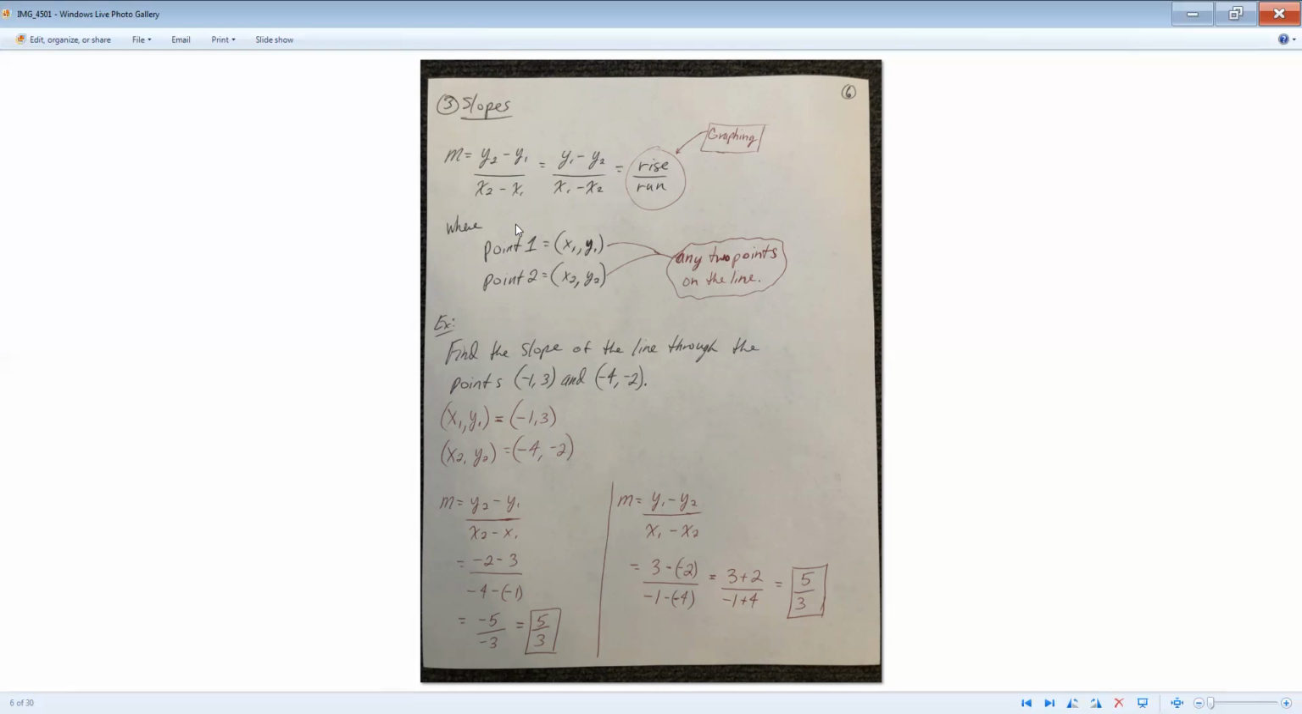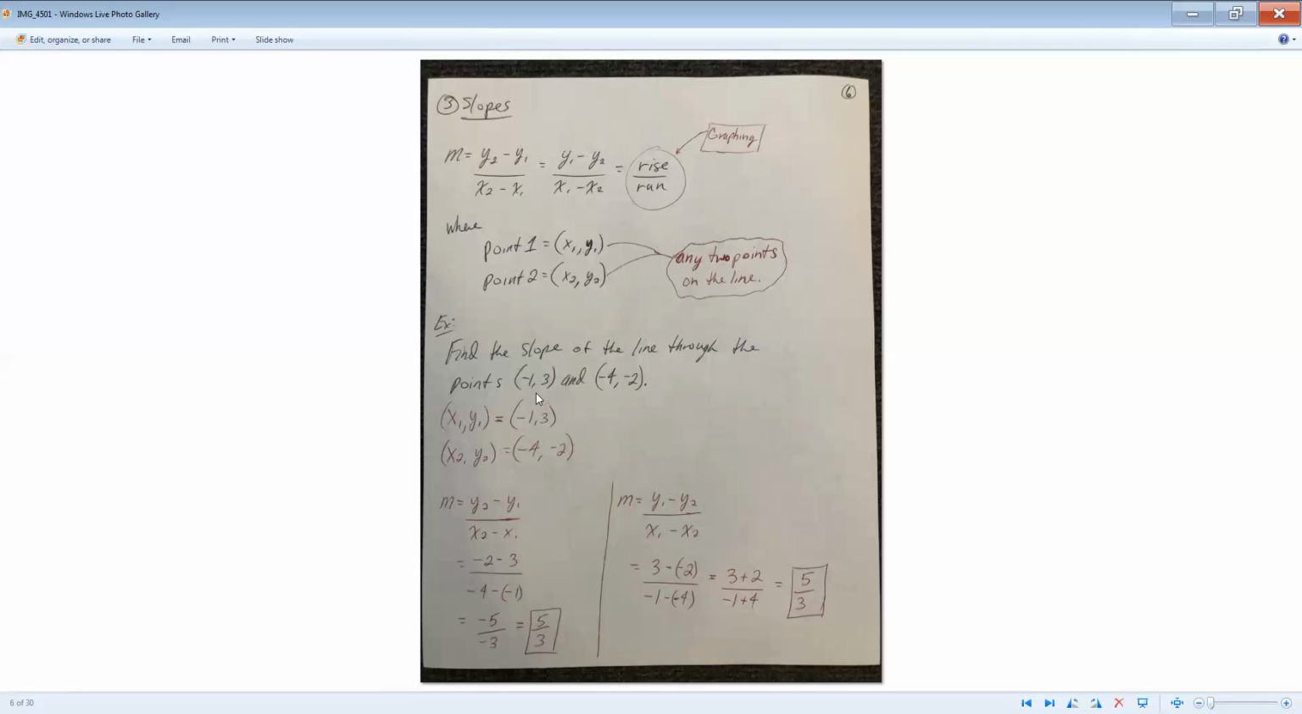And that x1, y1, x2, y2 comes from your point 1 and point 2. They represent any point on your line. So point 1 will be considered x1, y1. Point 2 will be considered x2, y2. Once again, they are any 2 points on your line. So the essence is to find the slope of a line that goes through the points negative 1, 3, and negative 4, negative 2. What I always suggest is go ahead and label which one is point 1 and which one is point 2, then substitute accordingly.